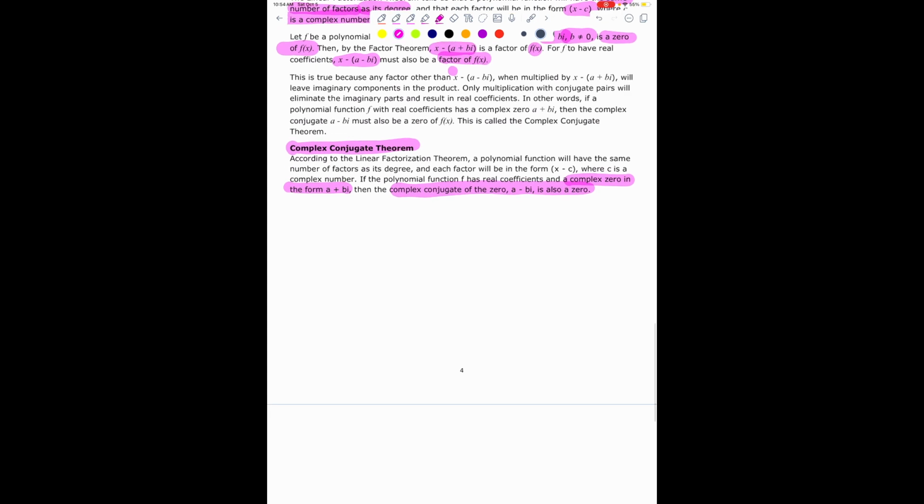So if you have a polynomial that has 2 plus 3i as a 0, then 2 minus 3i must be another 0 as well. So that is what this theorem is saying.